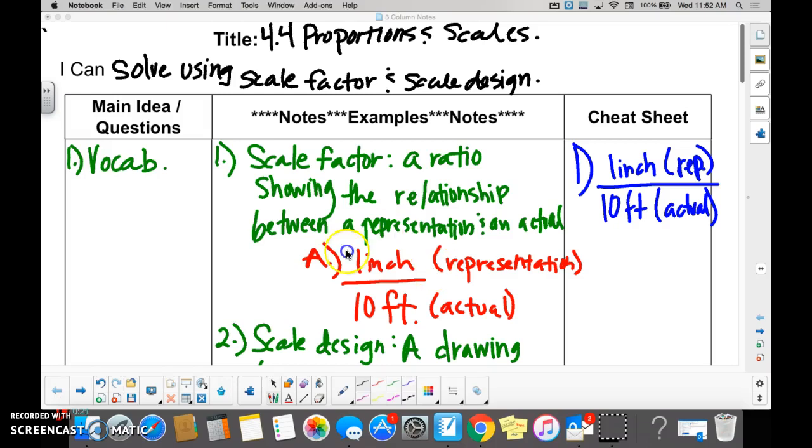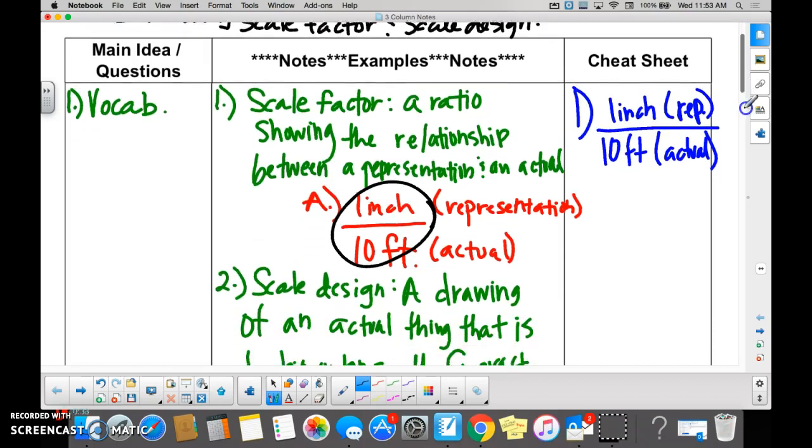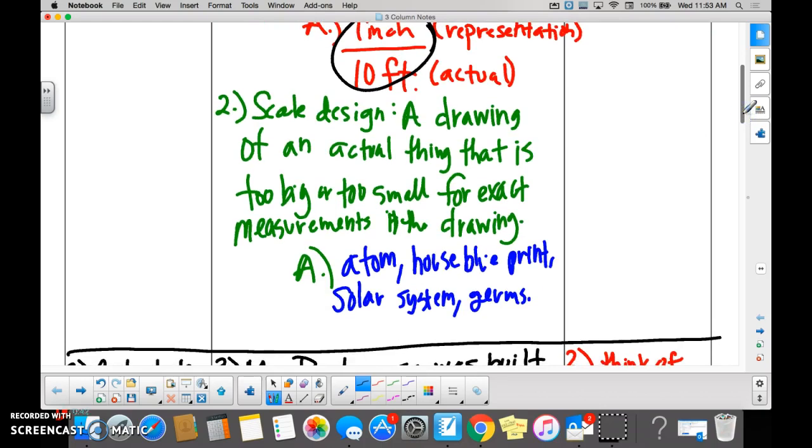So we have our ratio, and we have our representation, and we have our actual. So we can use this to think of a scale design. What is a scale design? Toby. A drawing of an actual thing that is too big or too small and which we like to show.